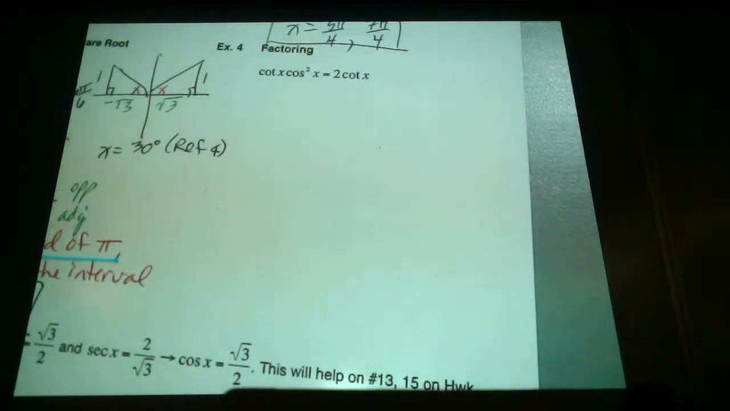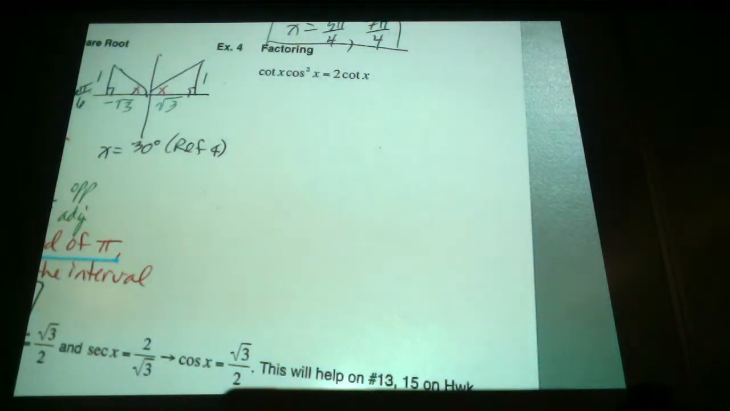Okay, then example 4. This time we have factoring. So now all of this is stuff that you practice in 5152. So factoring, and you're not necessarily going to be told, factor to solve the equation. But look at the two sides. I see cotangent and cosines. Both terms have a cotangent in common. And then we have this cosine squared.